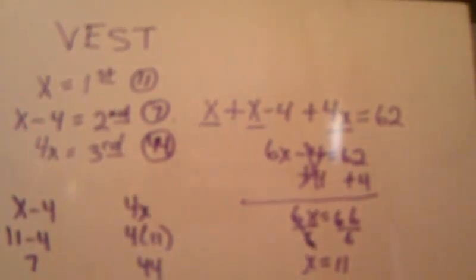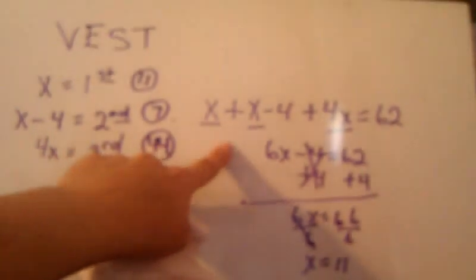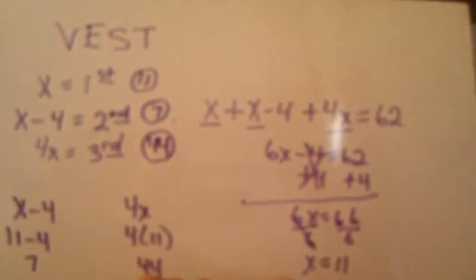Alright, let's try another one. This isn't difficult. We just have to take it one step at a time. Remember, identify the variables first, and then write the equation and solve it. We solved it. Put it back in the story problem, see if it makes sense.